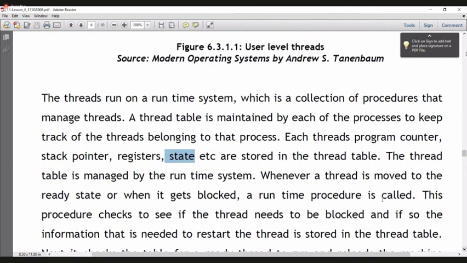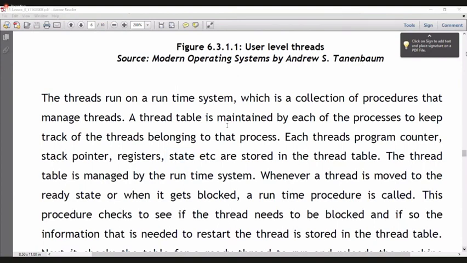Whenever a thread is moved to the ready state or when it is blocked, so transitions between states, a runtime procedure is called. This procedure checks to see if the thread needs to be blocked and if so, the information that is needed. Okay, sorry about the interruption.